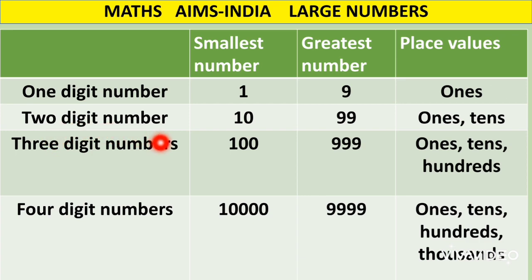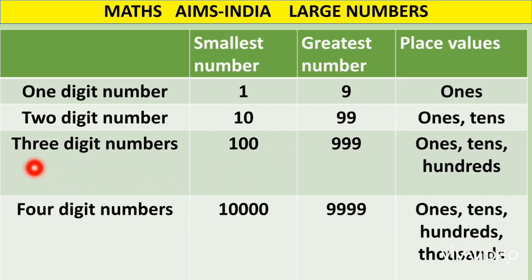Coming to two digit numbers, the smallest two digit number is 10. See, we have 9 as the greatest one digit number. If we add 1 to 9, we get 10. 9 plus 1 is equal to 10. This 10 becomes the smallest two digit number, and two digit numbers end at 99. So 99 becomes the greatest two digit number. Coming to the place values, two digit numbers have two place values, ones and tens.